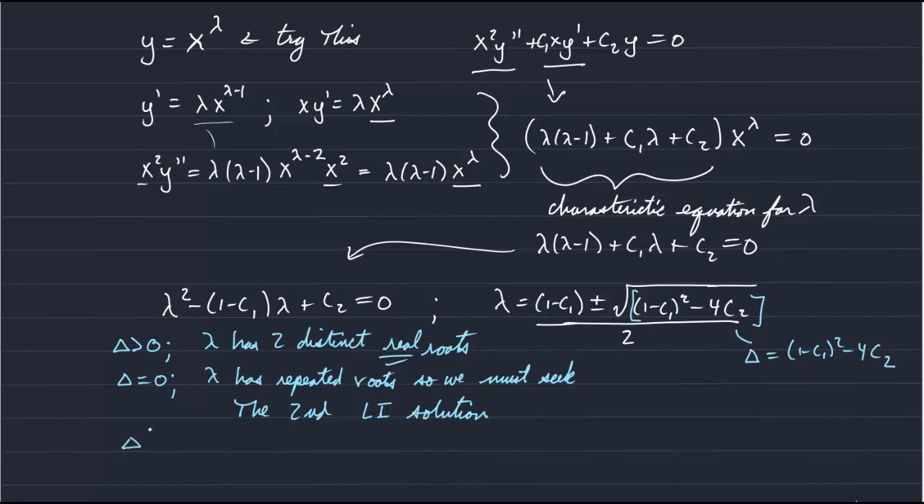And now the third case is when delta is less than 0. And if the discriminant is less than 0, then we have to take the square root of a negative number, and therefore lambda has distinct imaginary roots. So in that case, we will have our two linearly independent solutions, but the solutions will be imaginary. They'll be periodic functions of cosines and sines.